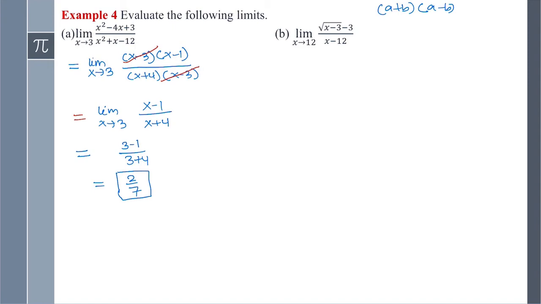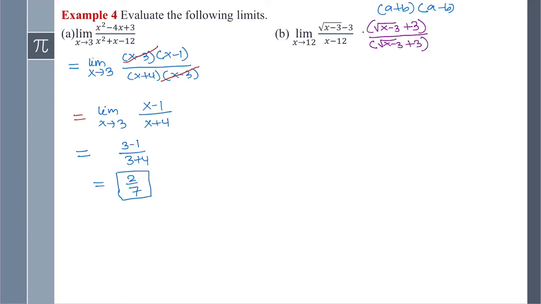So what we do here is, we have the square root of x minus 3. So this is like a, and this 3 is like b. So we have a minus b. That means we multiply by the conjugate, which is a plus b. Or in this case, it is times the square root of x minus 3 plus 3. So we multiply by this one. When we multiply the numerator, we must multiply the denominator by the same quantity. So we'll multiply the denominator by the square root of x minus 3 plus 3.